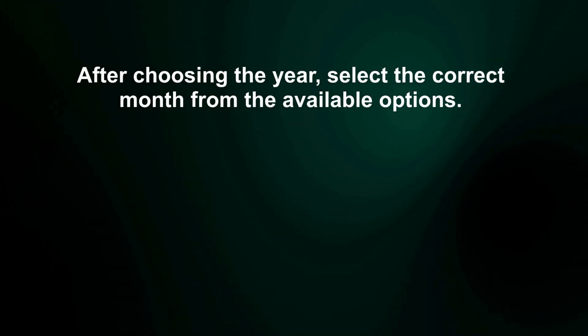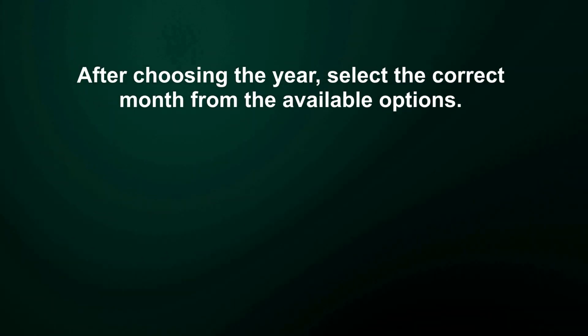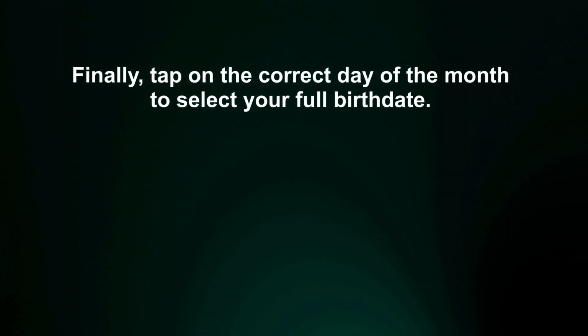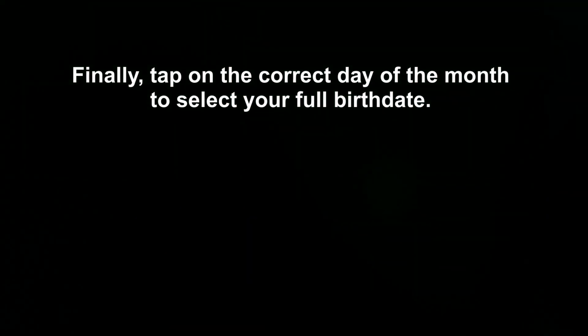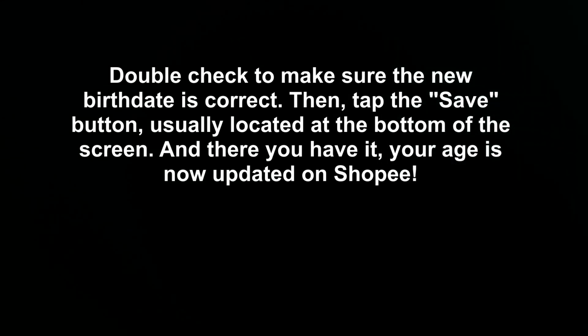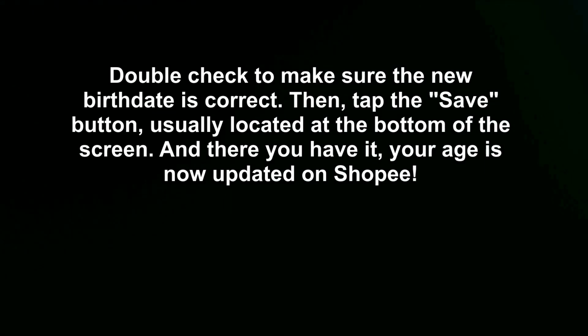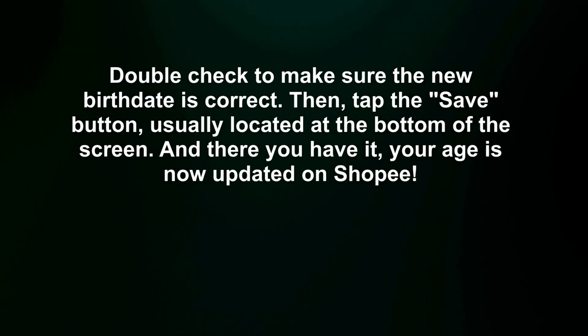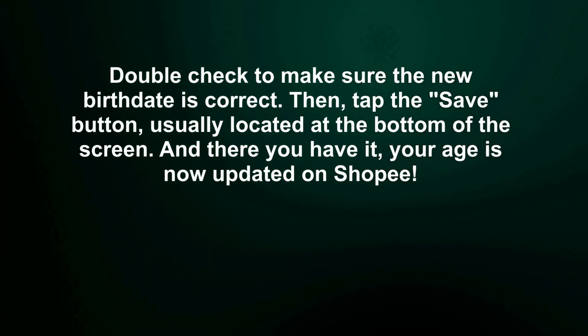After choosing the year, select the correct month from the available options. Finally, tap on the correct day of the month to select your full birth date. Double check to make sure the new birth date is correct. Then, tap the Save button, usually located at the bottom of the screen. And there you have it, your age is now updated on Shopee.